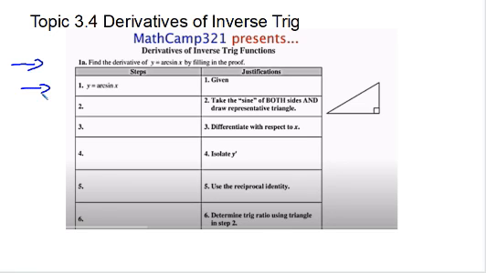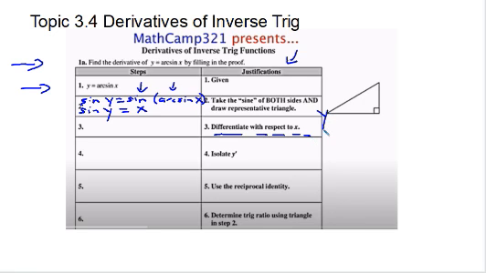If y equals the arc sine of x, and if you look over here, we have some steps for us. Let's take the sine of both sides. So the sine of y equals the sine of the arc sine of x. And we know that if I take the sine of the arc sine of x, it's just equal to x. So now I have the sine of y equals x. All right? And so what we're going to do next is differentiate both sides with respect to x. But before we do that, let's come over to our triangle and label this.